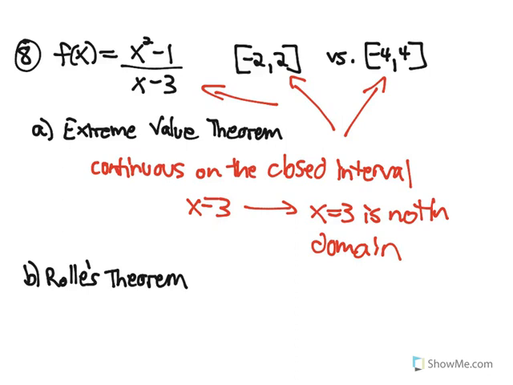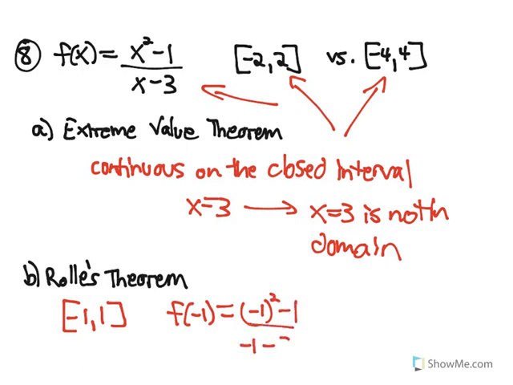For Rolle's theorem, we're given an interval of negative 1 to 1, and it says show the function will have a critical value, and because f of negative 1 equals negative 1 squared minus 1 over negative 1 minus 3 equals 0, and f of 1 also equals 0, just by plugging that in, we know that endpoints having the same y value essentially states that if it's differentiable across that interval, then there must be a critical value, or a stationary point, it truly says, between those two endpoints.